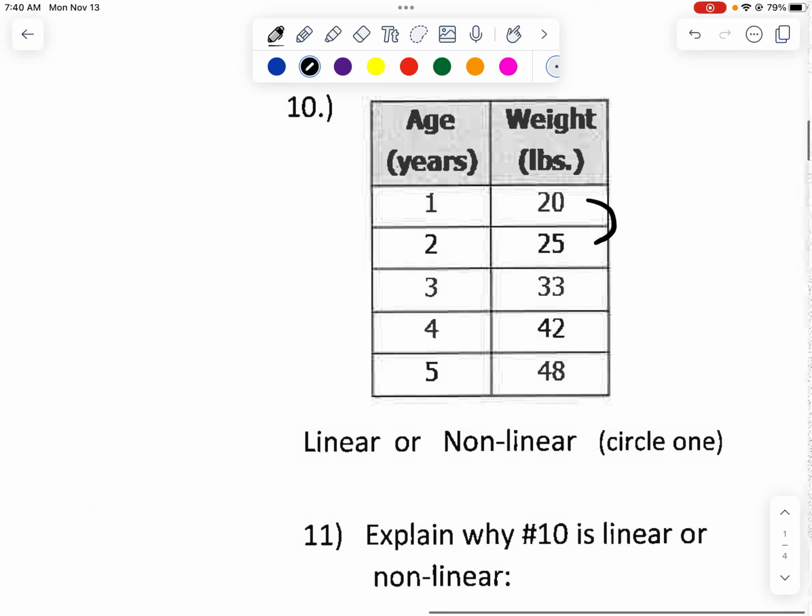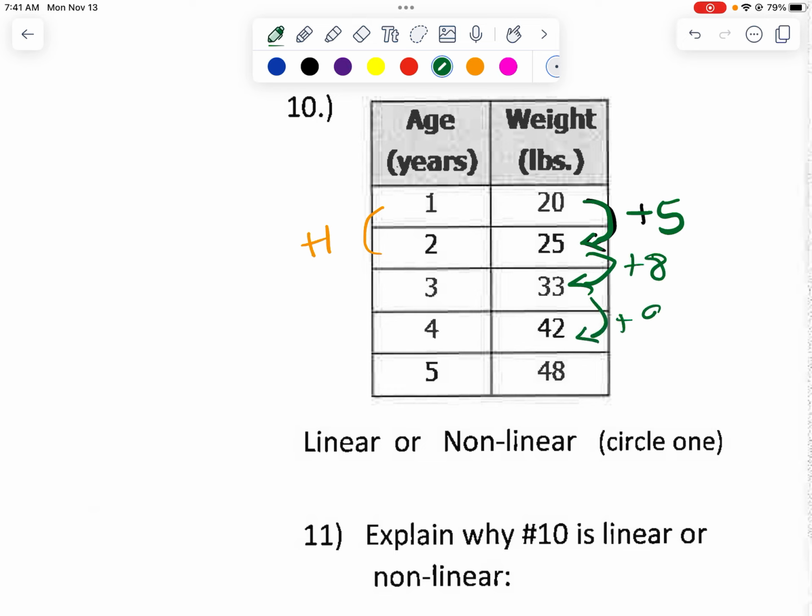Here, from here to here, I went up 5. From here to here, I went up 1. Oh, it wants to know if it's linear or not. So we have to actually check. Does it have the correct slope all the way around? So this goes up 8. This goes up 9. This goes up 6. And some of you may say, nope, it's not. But you have to check the other side. You can't just check one side. Oh, these are going up by 1 each time. Then yes, that is true.